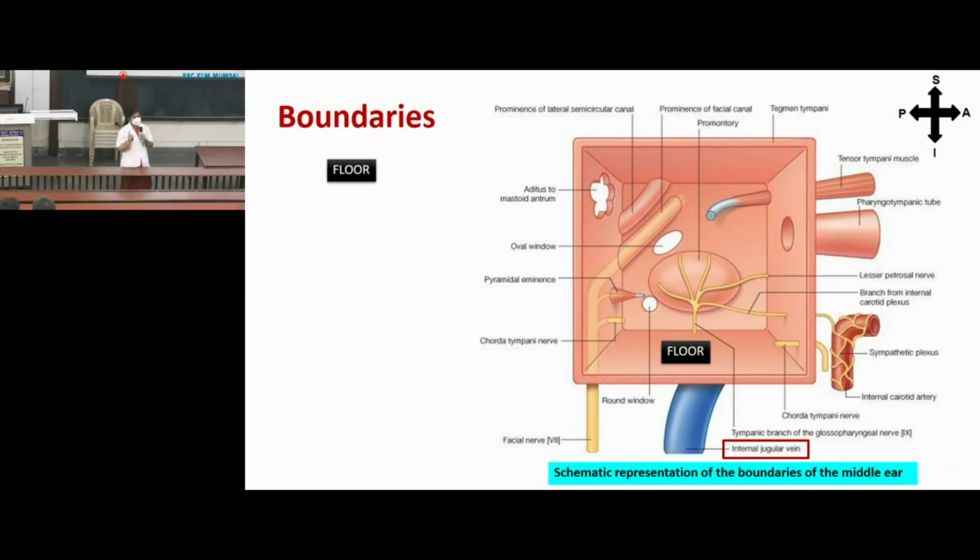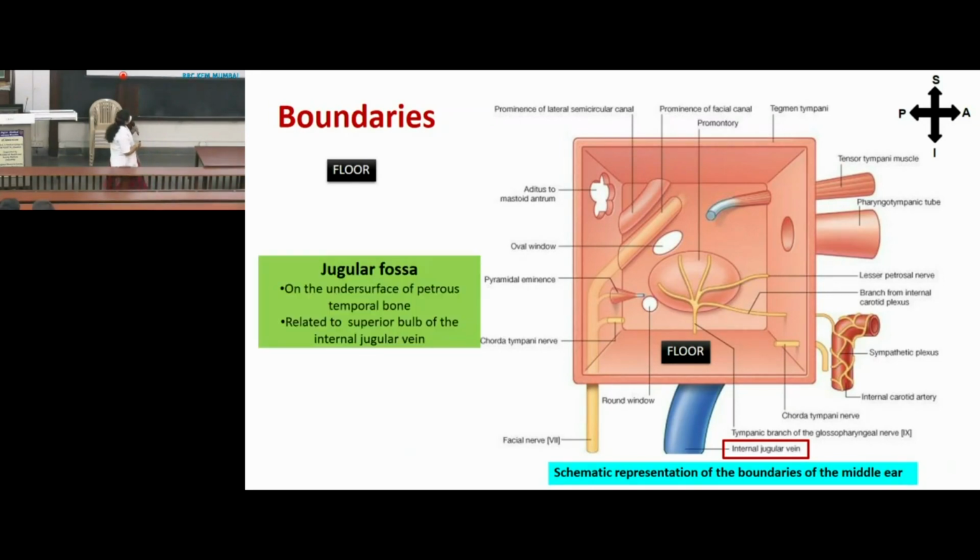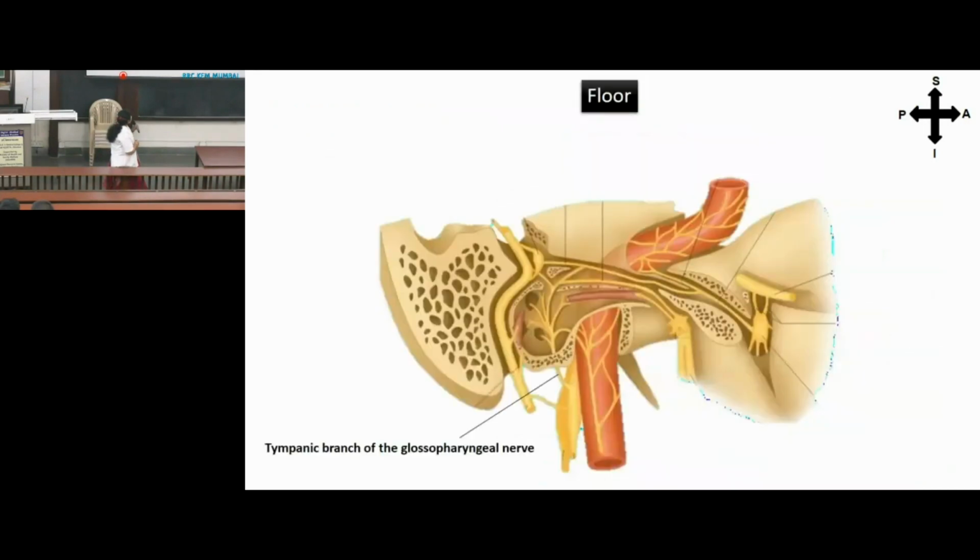So try to remember these structures. At the end of this lecture, while discussing applied anatomy, I will ask you about these structures and try to correlate the structures involved in case of infection of the middle ear. Okay. Along with this superior bulb of the internal jugular vein, there is one more structure: the tympanic branch of the glossopharyngeal nerve.